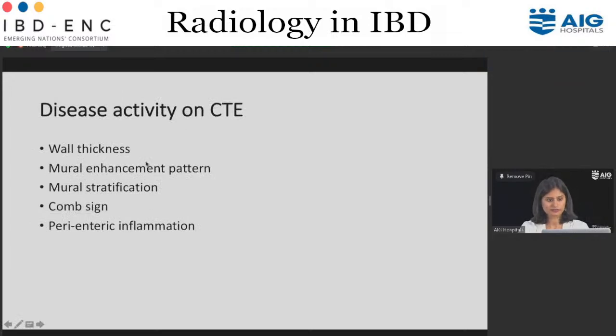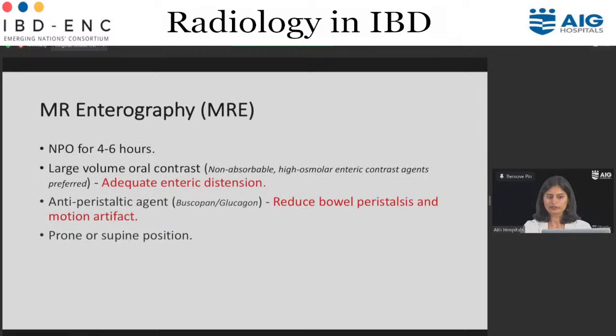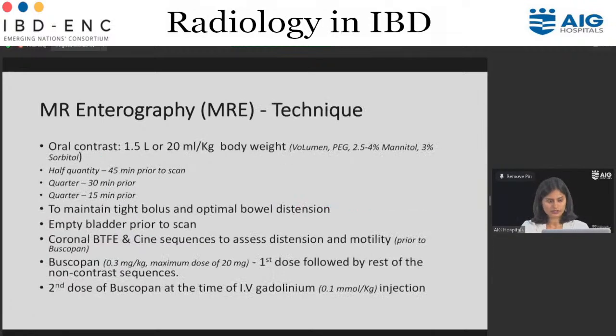On MR enterography, we prepare the patient in the same manner, NPO for a minimum of 4 to 6 hours. We give a large volume of oral contrast, preferably non-absorbable, or smaller enteric contrast agents, to achieve adequate enteric distension. Because MRI takes much longer than CT, we will need an anti-peristaltic agent to reduce the bowel peristalsis and to reduce the motion artifacts caused by that. And positioning the patient can be in prone or supine position depending on your institutional protocol.